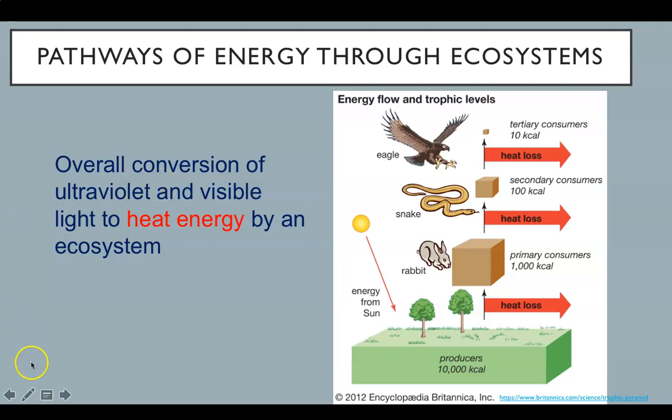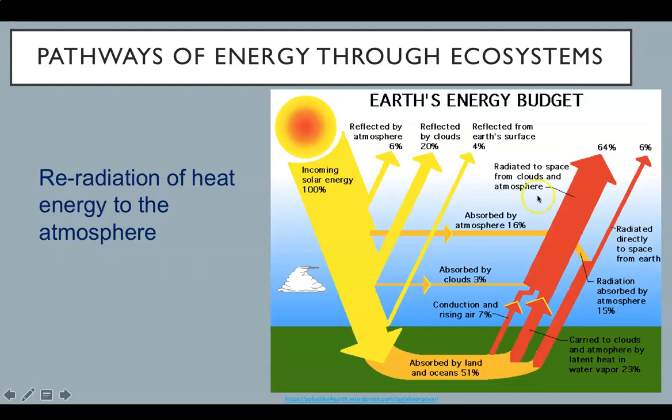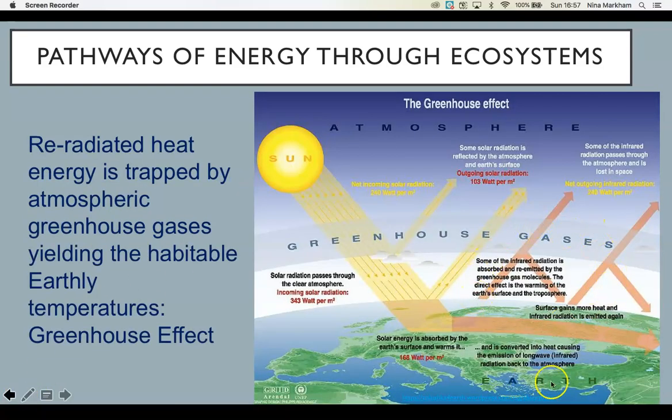Thus, a pathway of energy through an ecosystem includes this overall conversion of ultraviolet and visible light energy to heat energy by an ecosystem. Now let's discuss the pathway of re-radiation of heat energy to the atmosphere. Re-radiation of heat energy to the atmosphere is illustrated on the right-hand side of this image. The re-radiated energy, the heat energy, the long wavelength, is trapped by the greenhouse gases to give Earth its comfortable average temperatures. This is called the greenhouse effect.